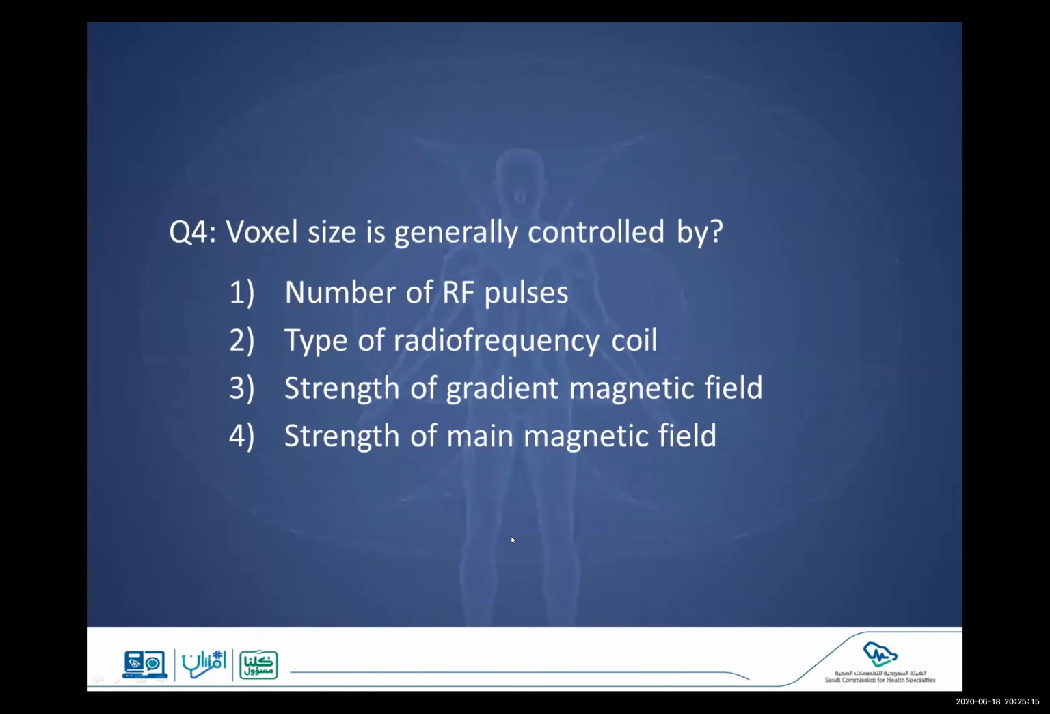So again, voxel size is generally controlled by the number of RF pulses, the type of radio frequency coil, the strength of the gradient magnetic field, or the strength of the main magnetic field. So which one do you think is affecting voxel size?